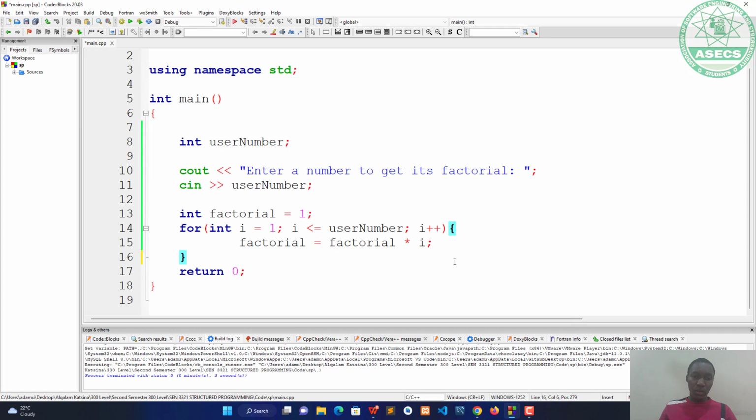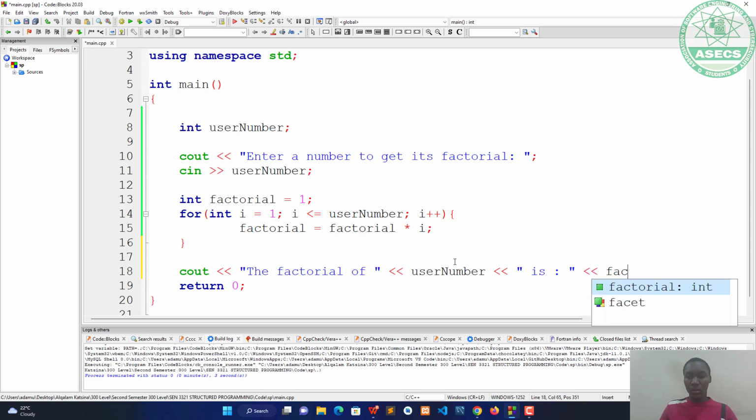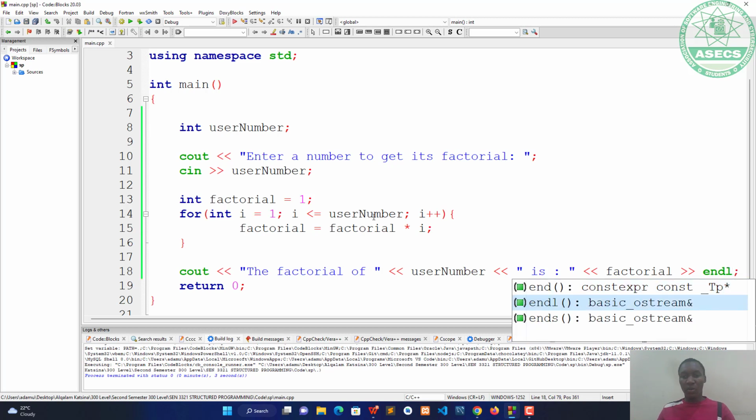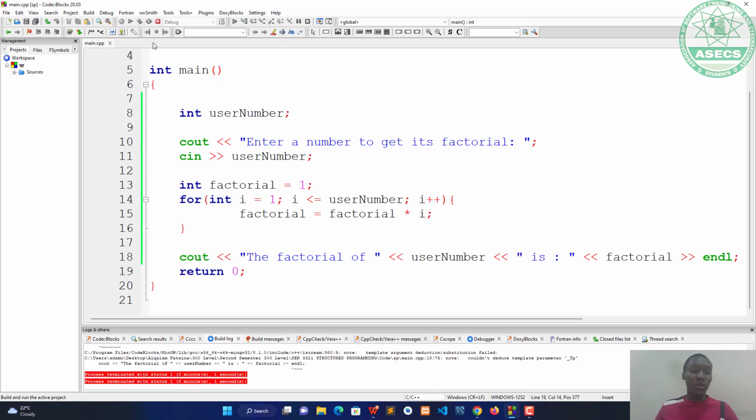Then at the end of the day, I can just say cout the factorial of, another space, the factorial of what? This user number they entered is what, then we give them this factorial. Let me add endl. Alright, let me run it, then I will explain this program.